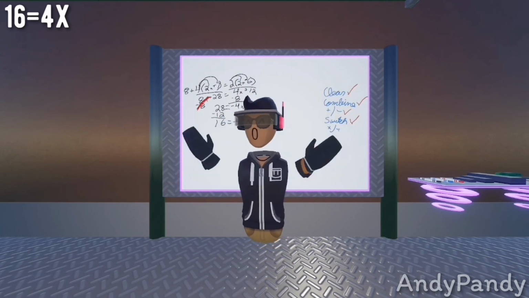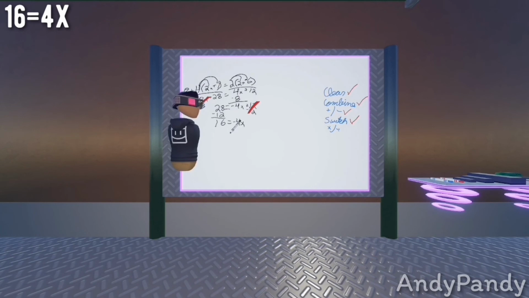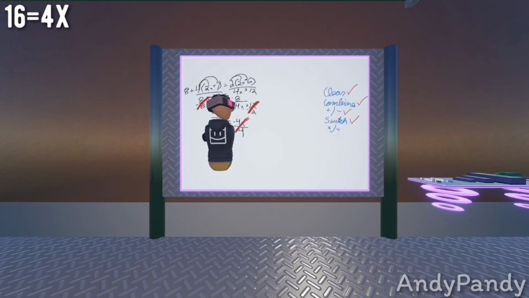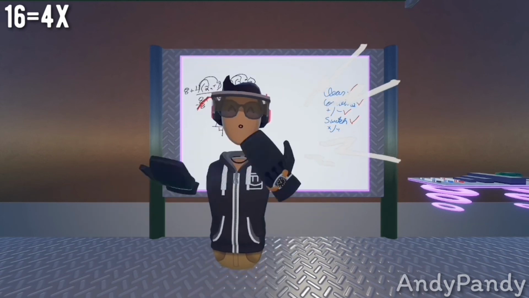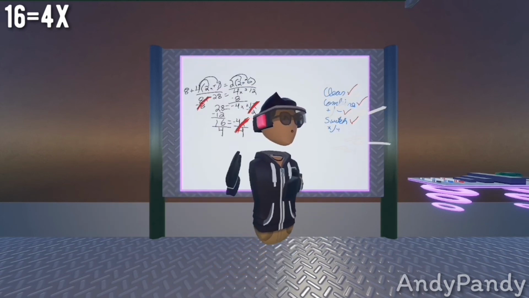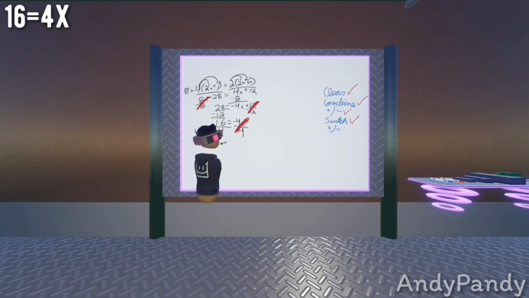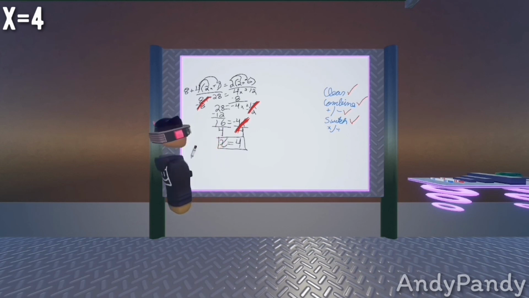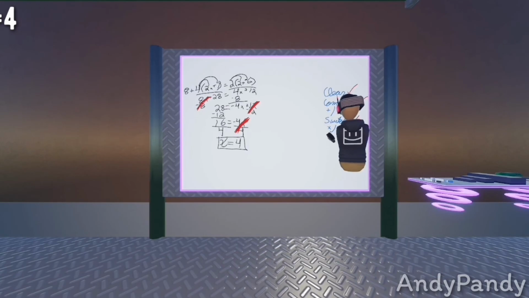We're almost done. So -4x equals 16. -4 divided by -4, we cross that out because it equals 1. And then 16 divided by -4. Now 4 times 4 equals 16. So 16 divided by 4 equals 4. Meaning x equals 4. That's our final answer. And that's the fifth step done.